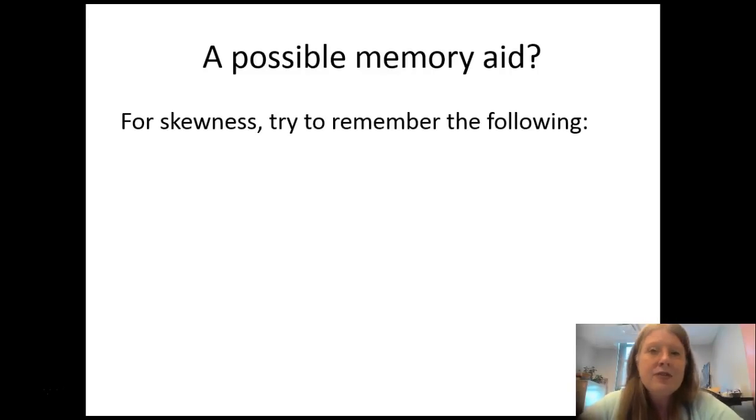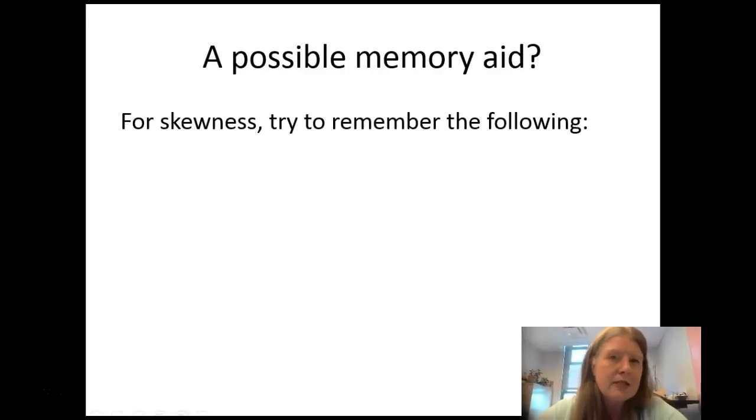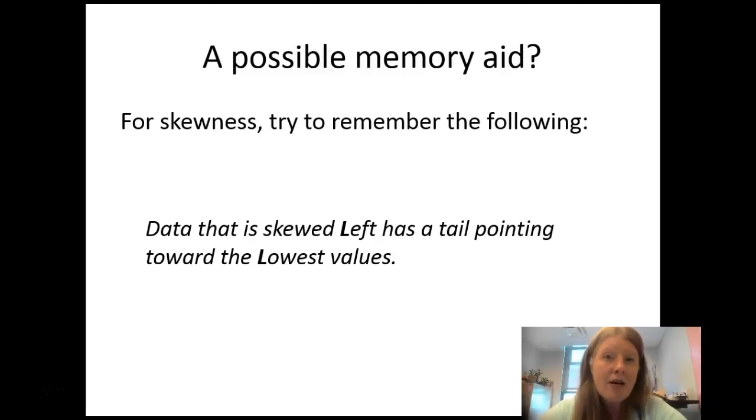A possible memory aid: one thing we've noticed is that sometimes it's hard to remember this idea of skewness. When you're trying to decide if something is right skewed or left skewed, you might get mixed up and think that skewness has to do not with where the tail is pointing off to, but where most of the data is. This is something that might help. Data that is skewed left has a tail pointing toward the lowest values, so the two L's here. This is a mnemonic device that might help some of you remember. I don't have a similar one for right skew, but if you remember left skew, then you'll know that right skew is just the opposite of that.